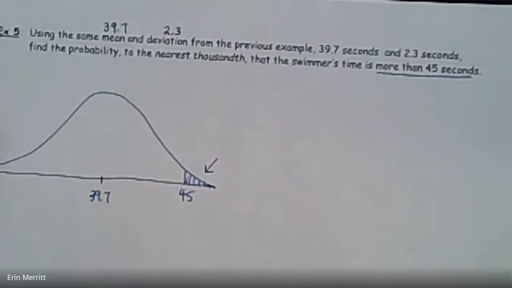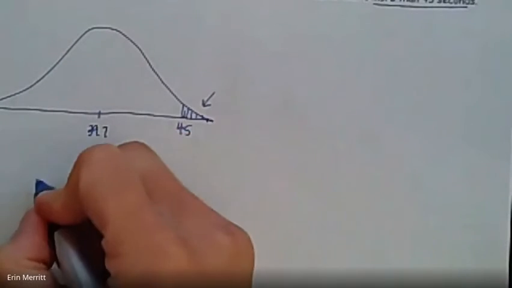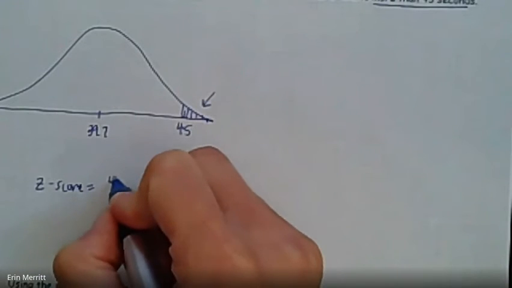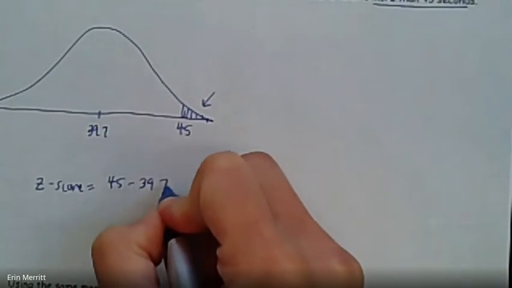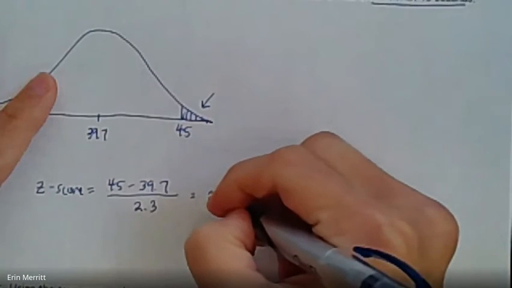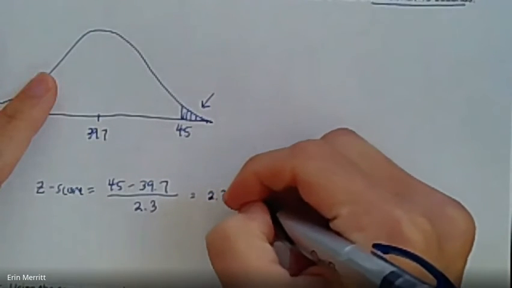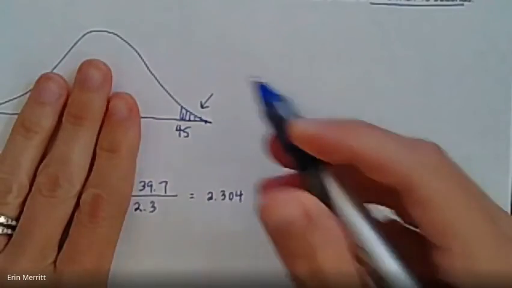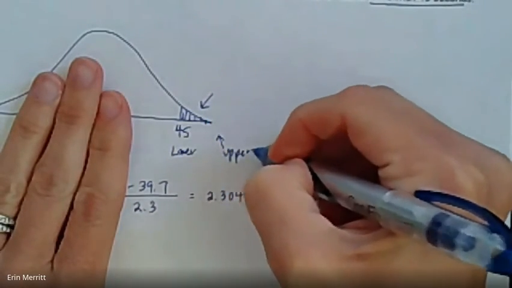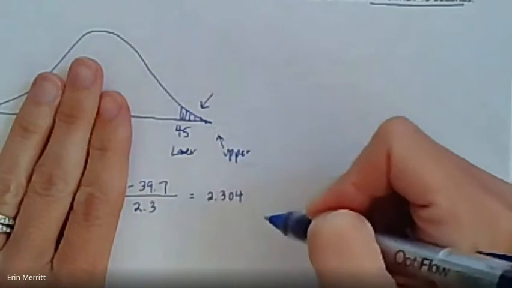All right. In a case like this, you still want to find the z-score. So we just need the z-score for the 45. So we do 45 minus the mean of 39.7 divided by 2.3. That comes out to be 2.304-ish, right? What that is, when you look at this area, this is the lower. Up here would be the upper when you're reading it from left to right. So, what the heck is the upper?